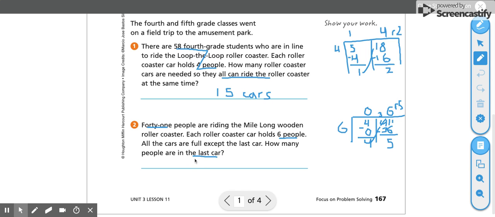So I would just say 5 people. Put 5P for speed, but it's going to be 5 people.